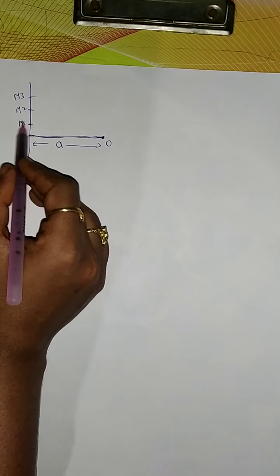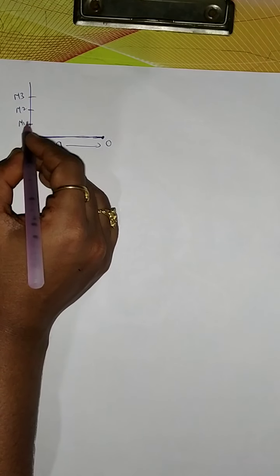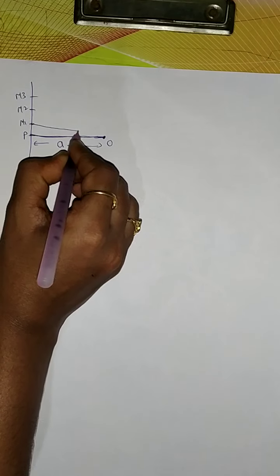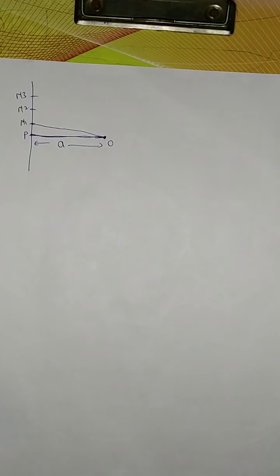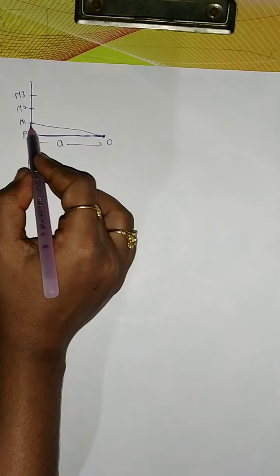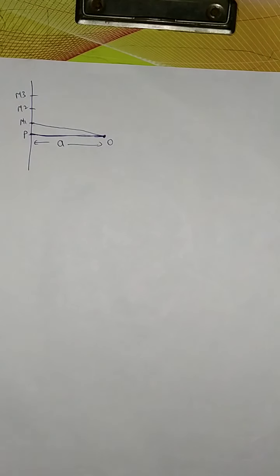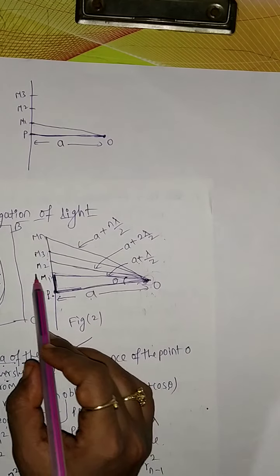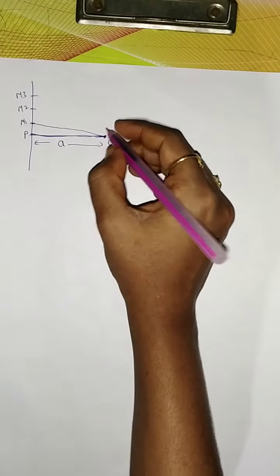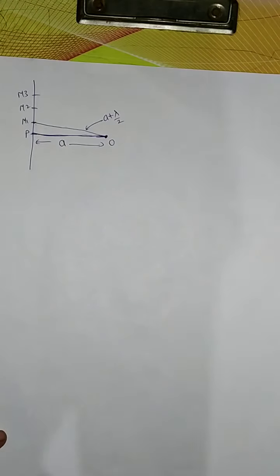Now one more ray will come and pass through the first zone, that is M1. After passing through the first zone, it again reaches point O, and the distance covered is OM1. I already said what the distance of OM1 is: A plus lambda by 2. So now the second ray is covering a distance equal to A plus lambda by 2.